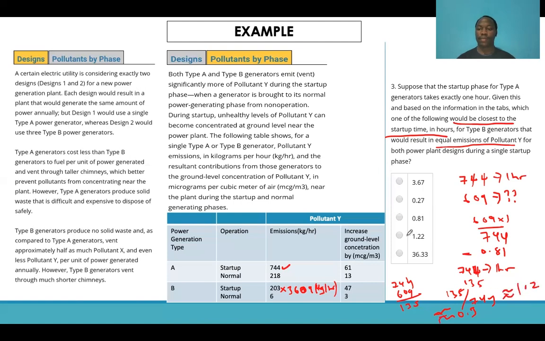So the number that comes closest to that figure would be 1.22. That is our answer.